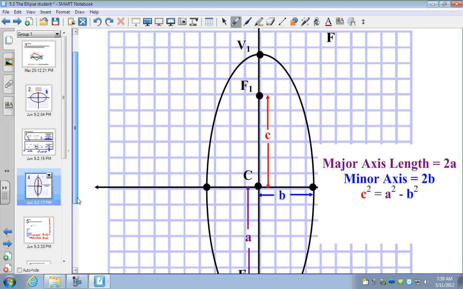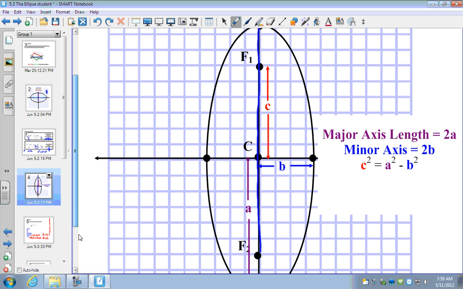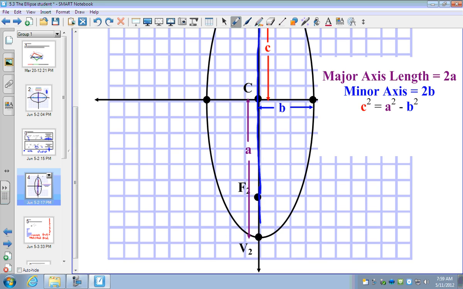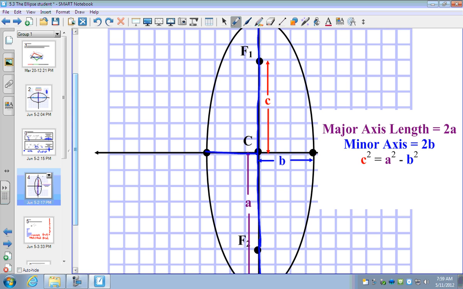Okay, so the length of the major axis, in this case from vertex 1 all the way to vertex 2, that entire length is called 2a. The minor axis is 2b long, and the distance from the focus to the center is called length c. And again, that relationship c squared equals a squared minus b squared is important.